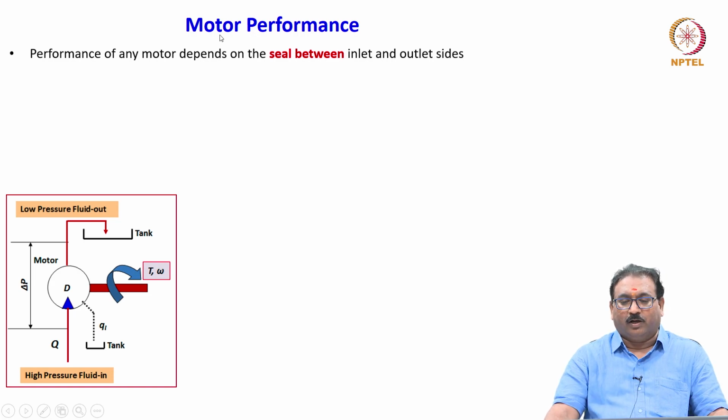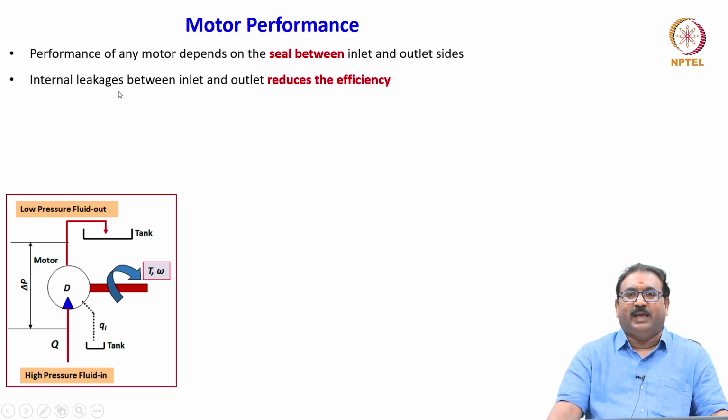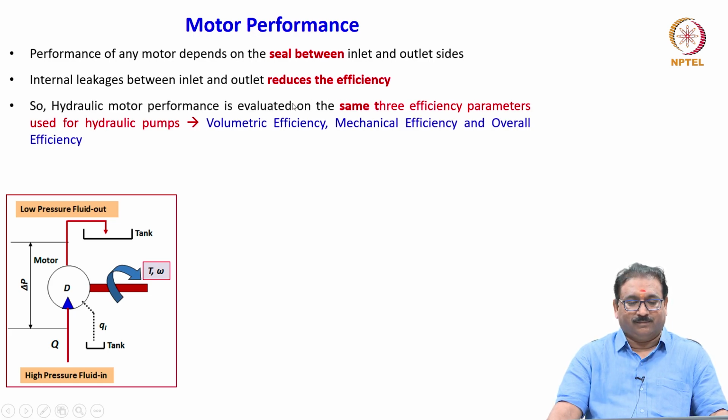Now, we will see the motor performance. Performance of any motor depends on the seal between the inlet and outlet sides. Internal leakage between the inlet and outlet reduces the efficiency. So, hydraulic motor performance is evaluated on the same three efficiency parameters used for hydraulic pumps. What are those? Volumetric efficiency, mechanical efficiency and overall efficiency.